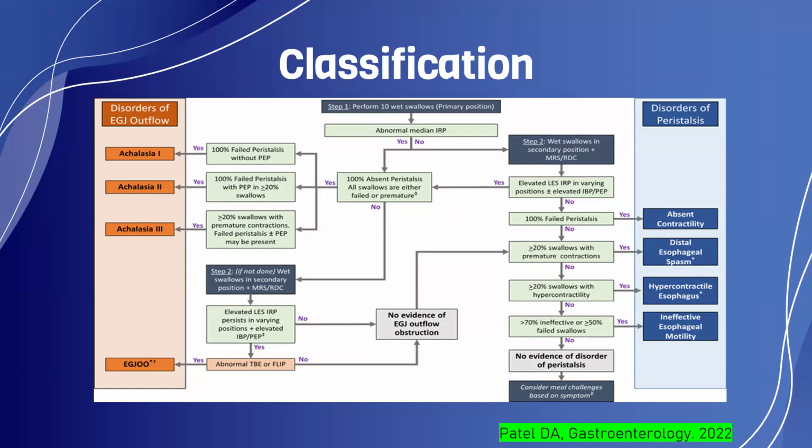Whenever the IRP is normal, then we will suspect peristaltic disorders, and it is then diagnosed based on contraction. As we can see over here, distal esophageal spasm is more than 20% of swallows with premature contraction, and hypercontractile esophagus is more than 20% of swallows with hypercontractility. Finally, ineffective esophageal motility is more than 70% ineffective swallows, or more than 50% failed swallows.